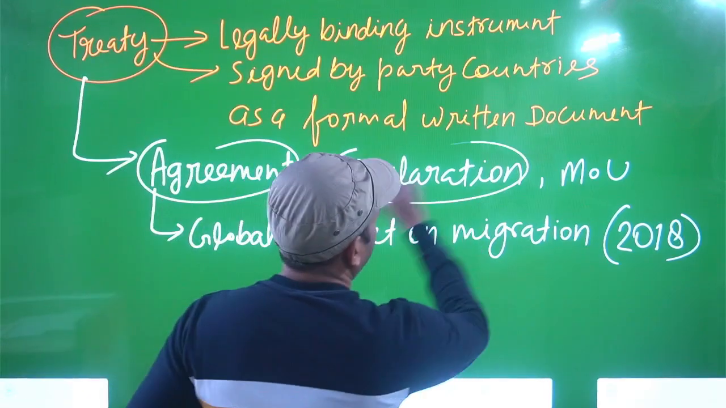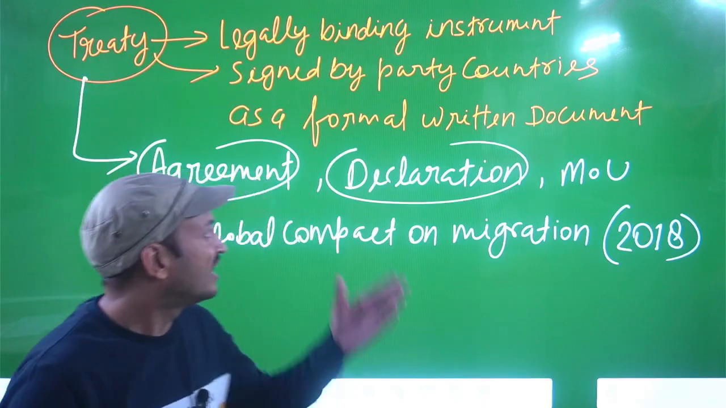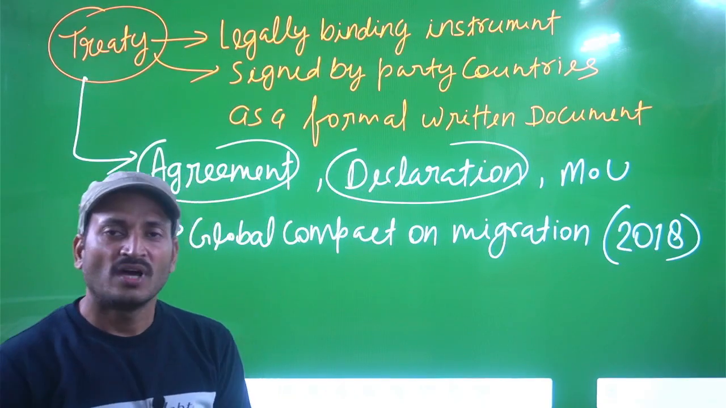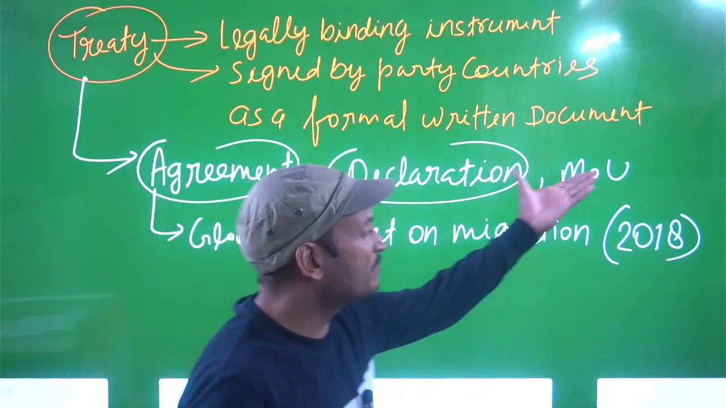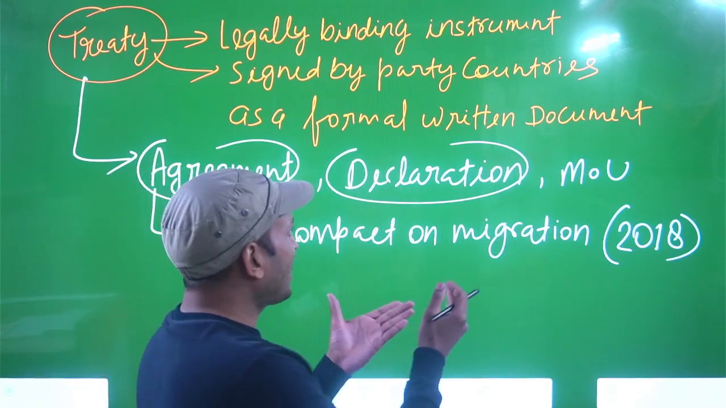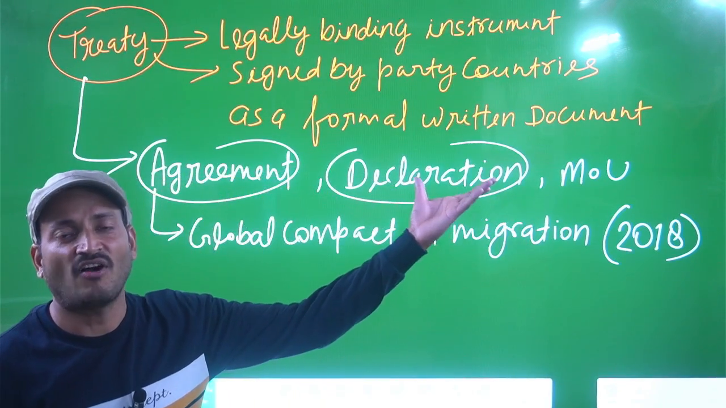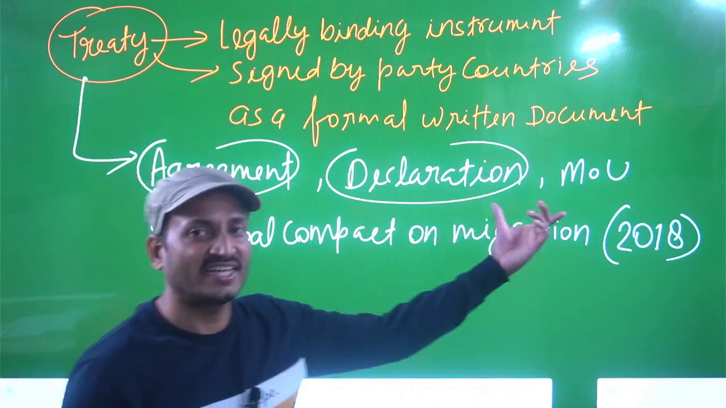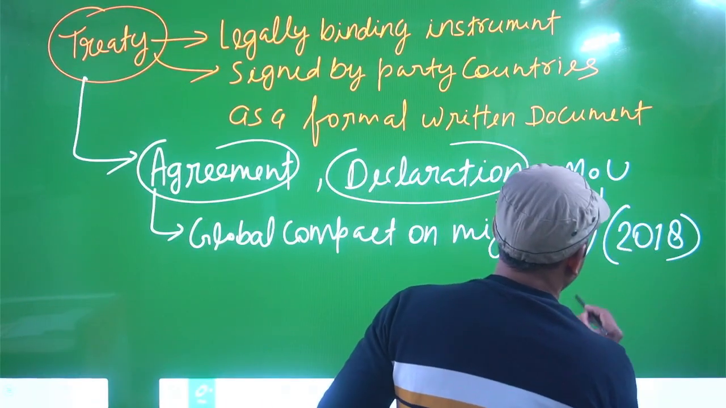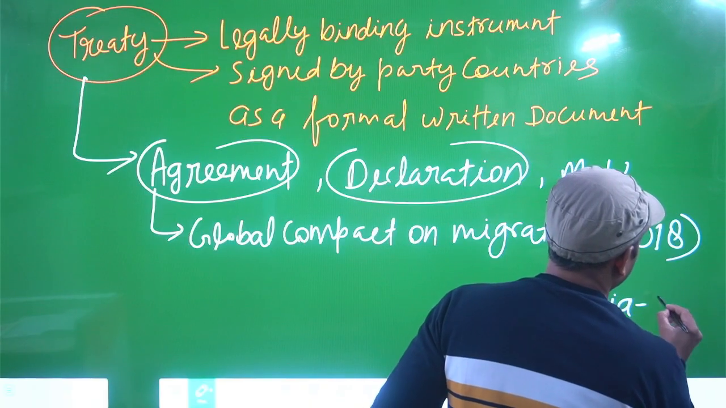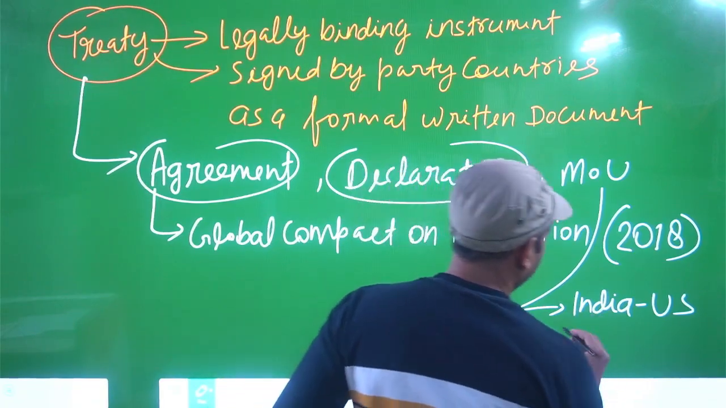Next, we see declaration. We have multiple declarations like Stockholm Declaration of 1972, like Rio Declaration of 1992, but they are not legally binding, as we largely know. The next, MOU, for example, as we have an example of India-US Memorandum of Understanding on Defense Cooperation that was reached in 2015.